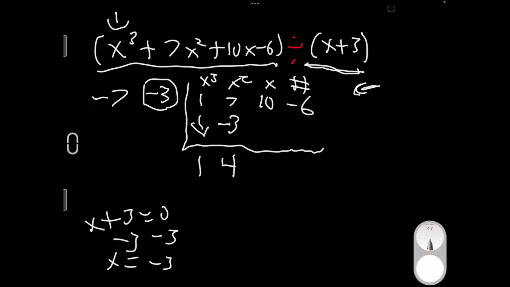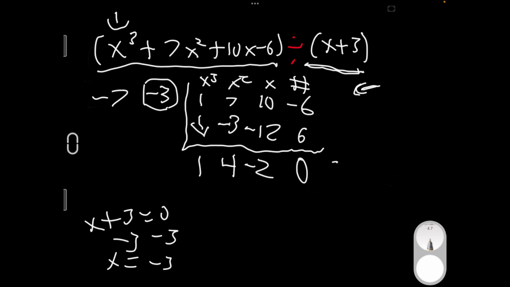-3 times 4 is -12. 10 plus -12 is -2. And -2 times -3 is 6. So 6 plus -6 is 0.